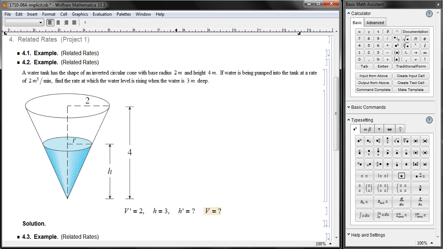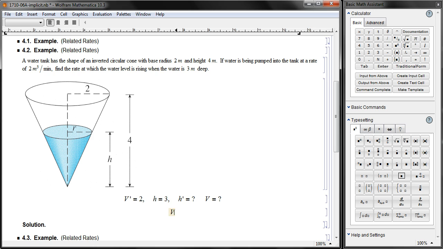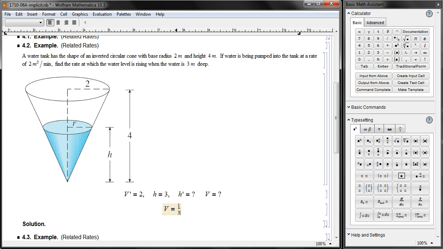In any case, here's the structure. We have two functions, V and H, and two of them are known, V prime and H, and two are unknown, H prime and V. So we need two equations to identify these two unknowns. So what equation do we have? From the volume formula of the cone, we have V equals 1/3 pi r squared H.